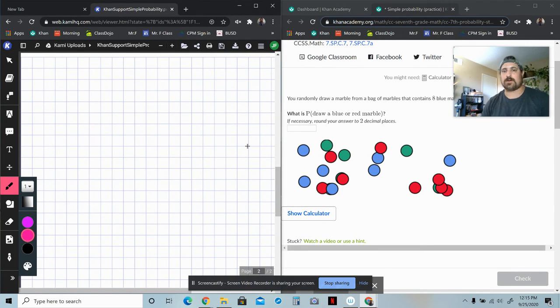And so it says, what is the probability to draw a blue or red marble? Okay, so there's a whole bunch of marbles here, right? So this is what we call the sample space, the collection of all this stuff. So this is number of what, 5? Is number 5? I think it's number 5.